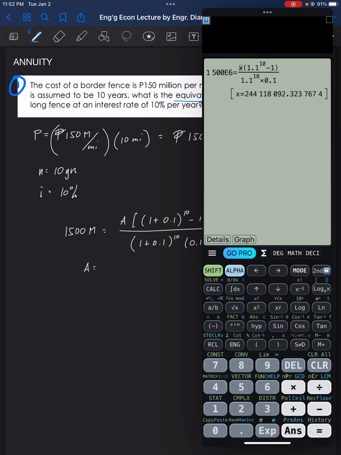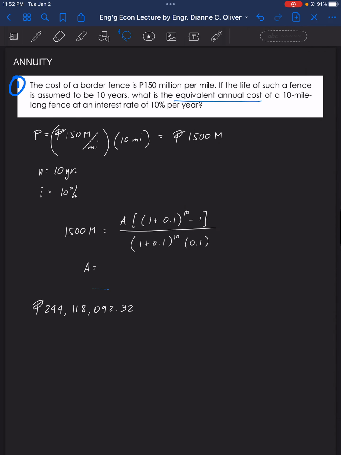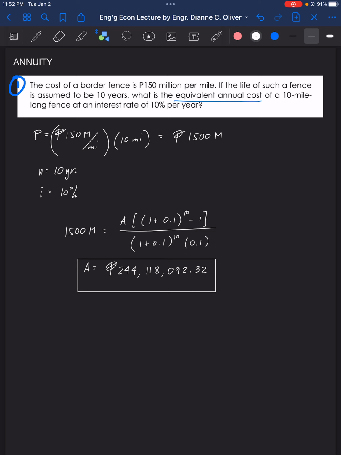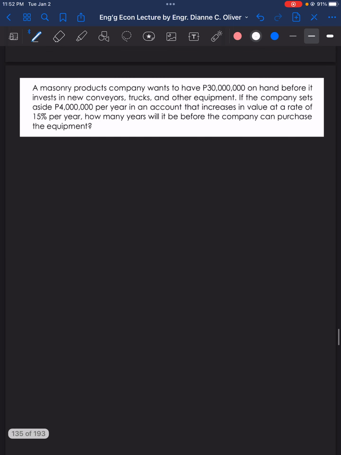So this is 244 million, 118,092.32 pesos. So that's the equivalent annual cost. That's number 1. Let's go to the problem number 2.